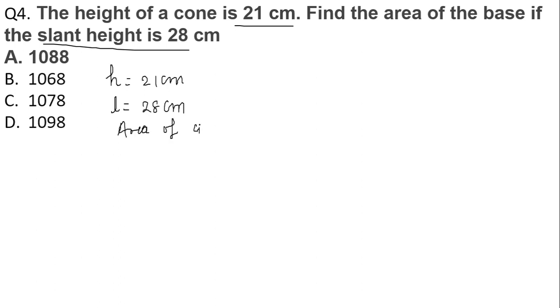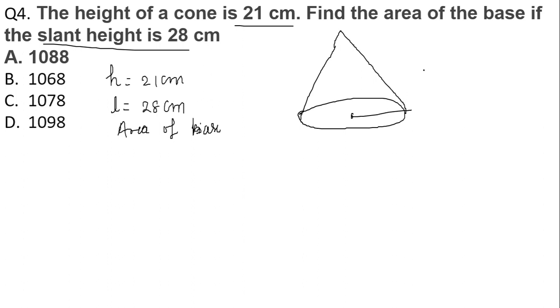Area of the base means the area of the circular base over here, right? We know in the case of a cone the base is a circular shape. So to find the area of the cone base, we must know the formula. The area of the circular base is equal to pi r square.